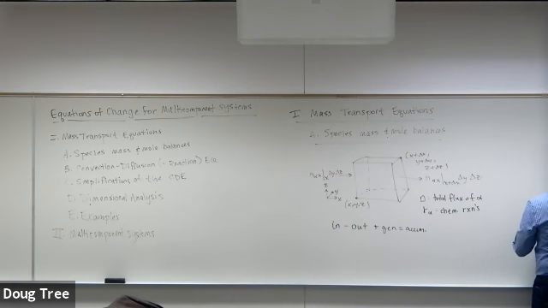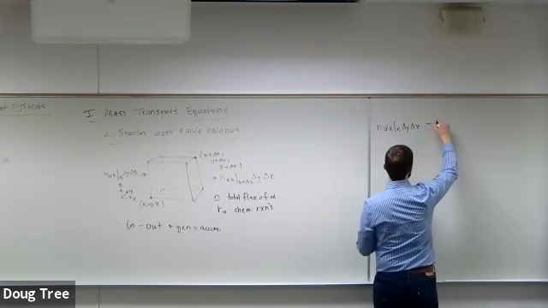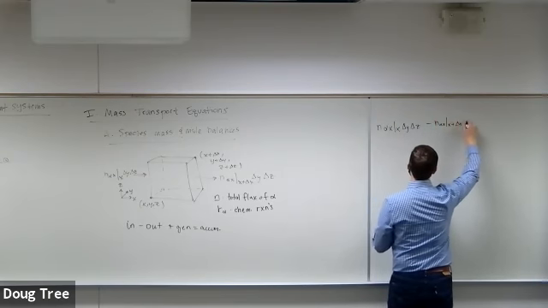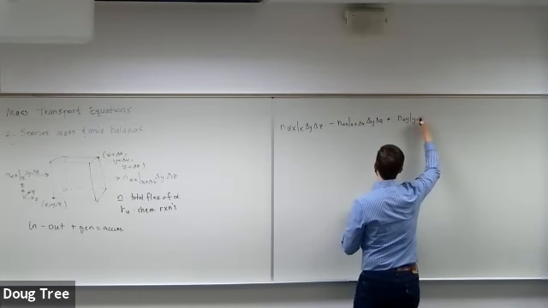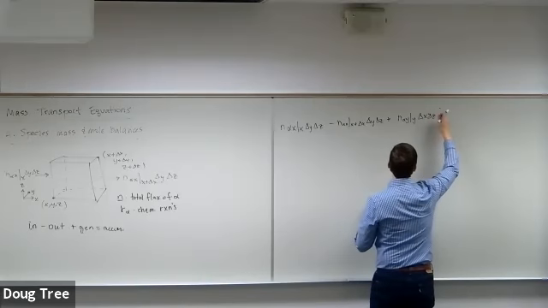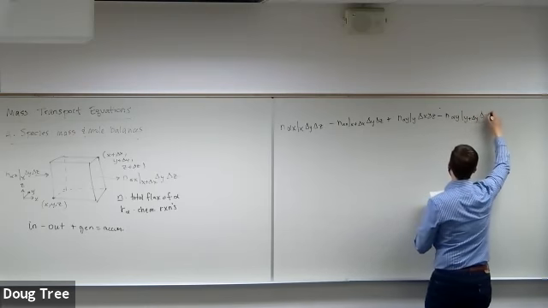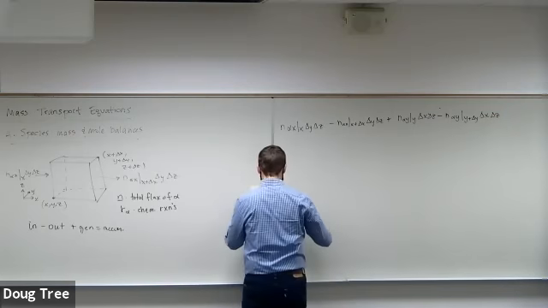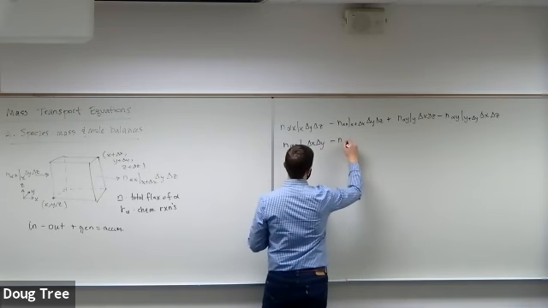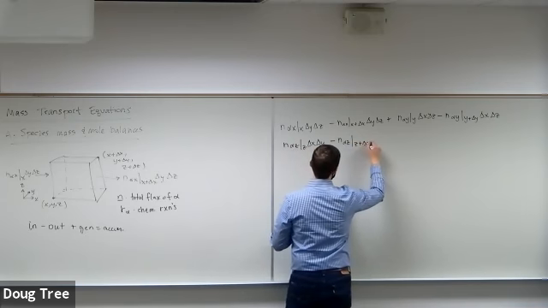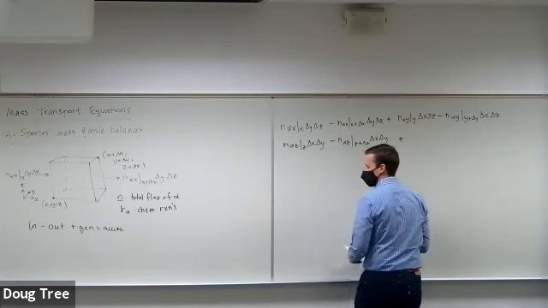We've got n alpha x at x, delta y delta z. That's an in. And on the other side, we have an out, n alpha x at x plus delta x, delta y delta z, plus then we have the one at y, n alpha y at y, delta x delta z, minus n alpha y at y plus delta y, delta x delta z. And then we have the term for z, right? n alpha z at z, delta x delta y, minus n alpha z at z plus delta z, delta x delta y. Okay, so those are all of our flux terms.